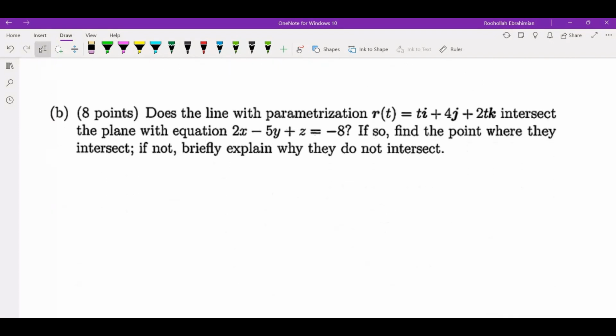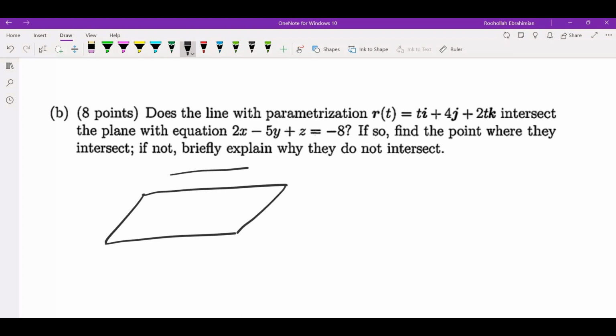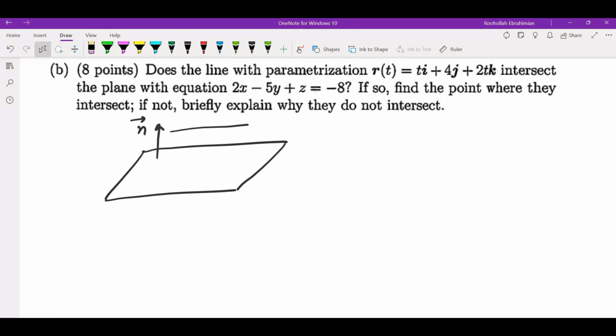Does the line with this parameterization intersect the plane with that equation? So we have a plane and we have a line and we want to see if they intersect. How do we find whether these two intersect or not? There are two ways of doing that. Either we look at the normal vector and check whether it is perpendicular to the direction vector of the line, or we solve a system of equations. Solving the system of equations would be better in this case because they're asking us to find the intersection point as well.